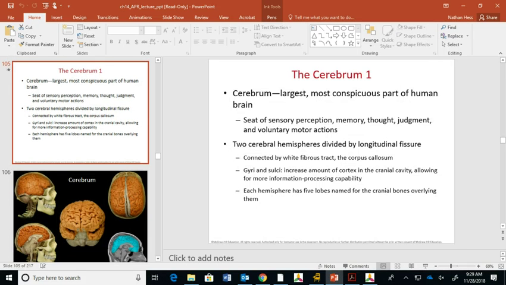The cerebrum, right? When you think of brain, this is what you think of. You think of the cerebrum. It's the largest, most conspicuous piece of the brain.